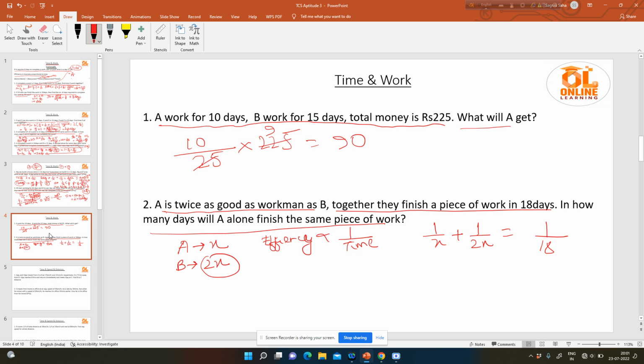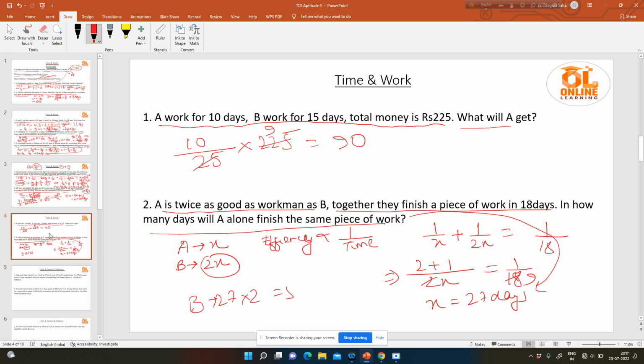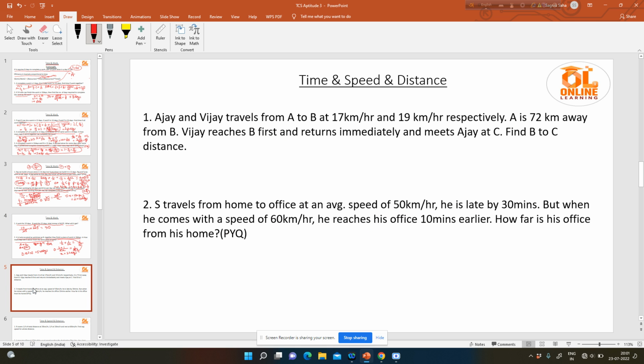1 by 18. Okay, if we take the LCM, it would be (2 plus 1) by 2x equal to 1 by 18, right? So x is equal to 9 into 3, 27. So A takes 27 days to complete the work. This is the answer, and if they ask how many days B takes, it would be 27 into 2. So B would be taking 54 days. Hope you have understood. So that's all for time and work.